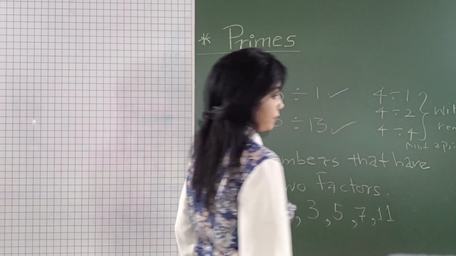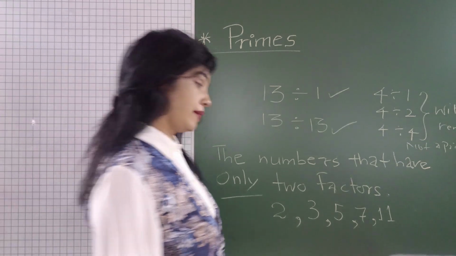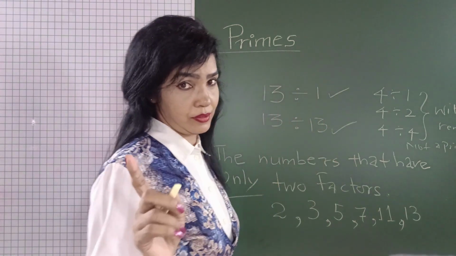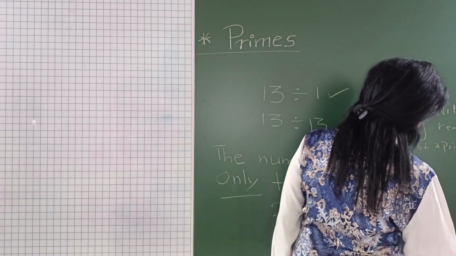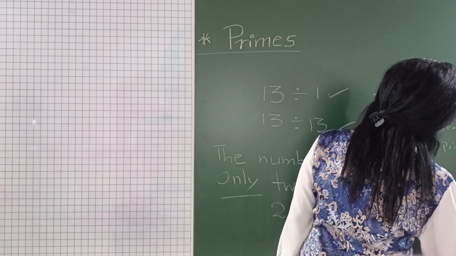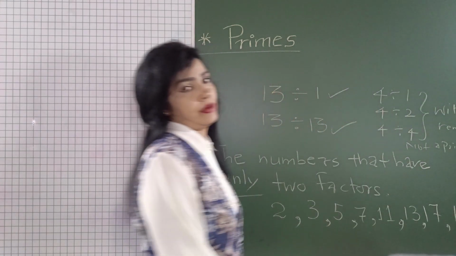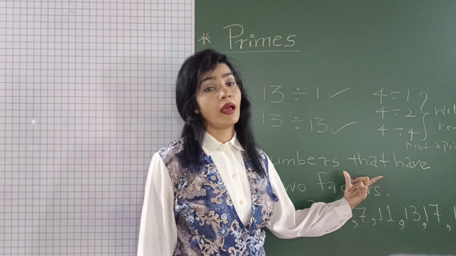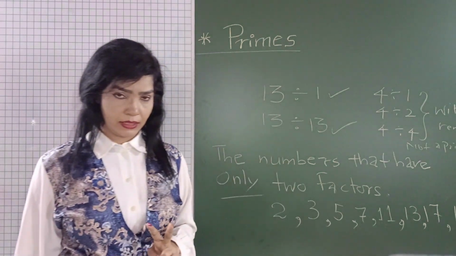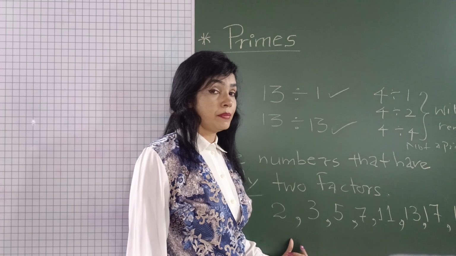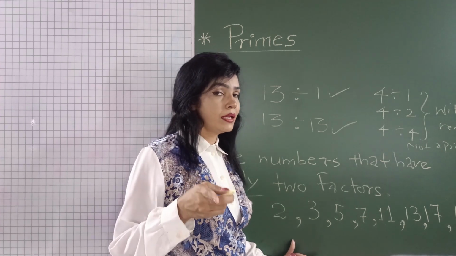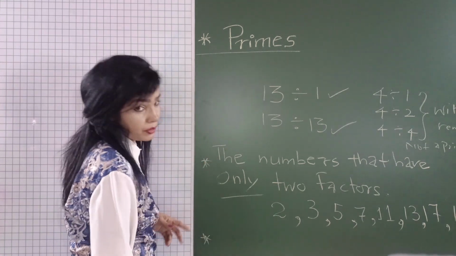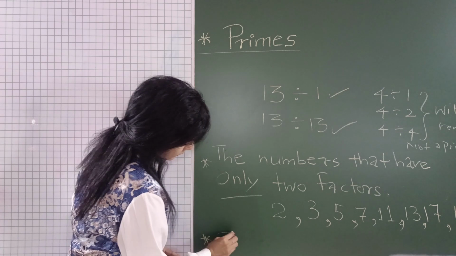11 can be divided by 1. 11 can be divided by 11. In the same way, 13, 14 no, 15 no, 16 no, 17, 19, and so on. So basically, the prime numbers have only two factors. Prime numbers can be divided only by 1 and itself. These are the main points that you have to remember about prime numbers.